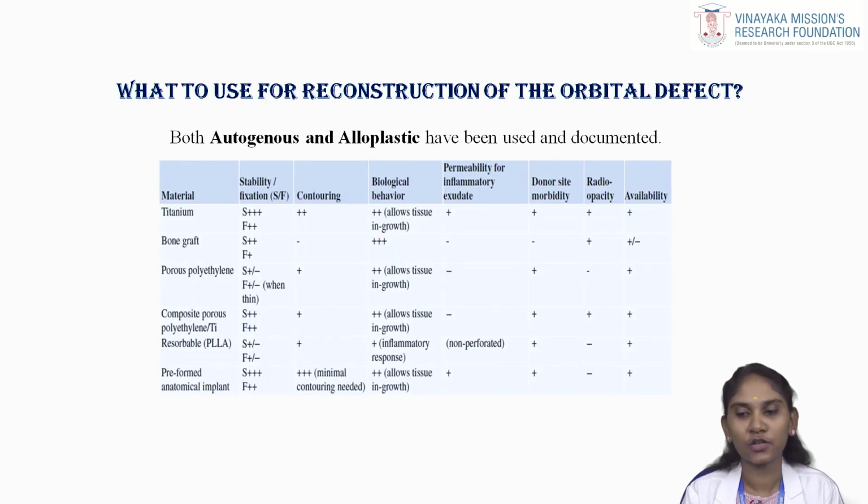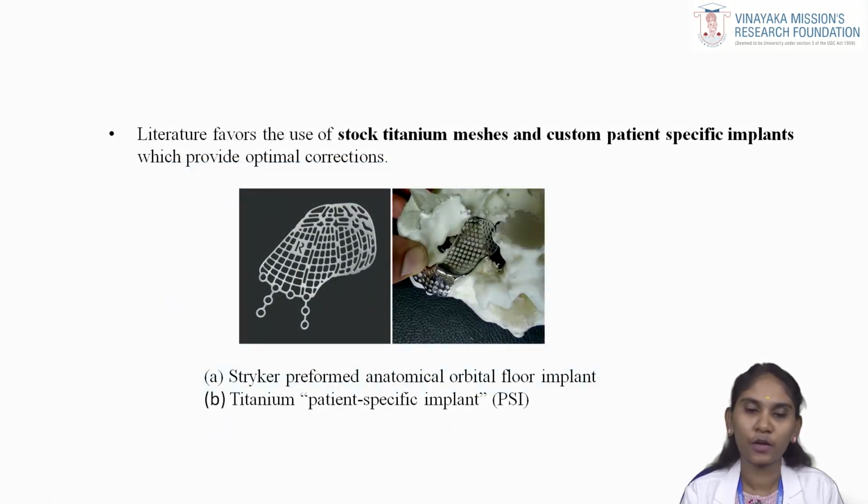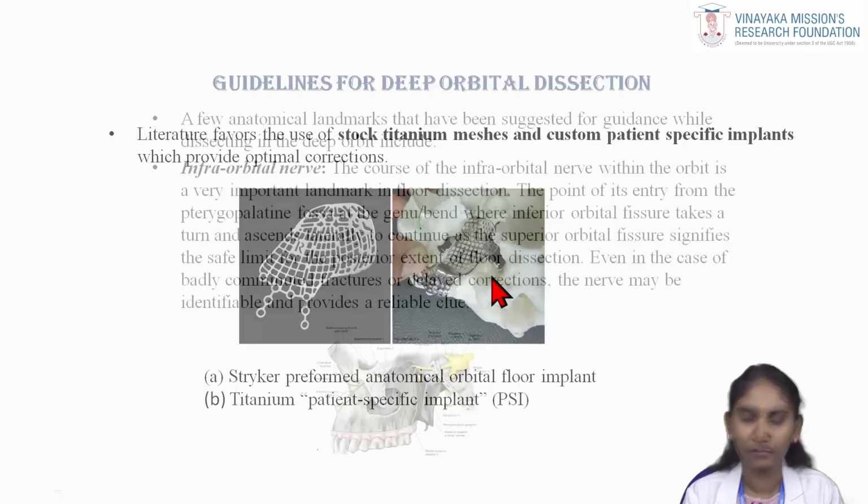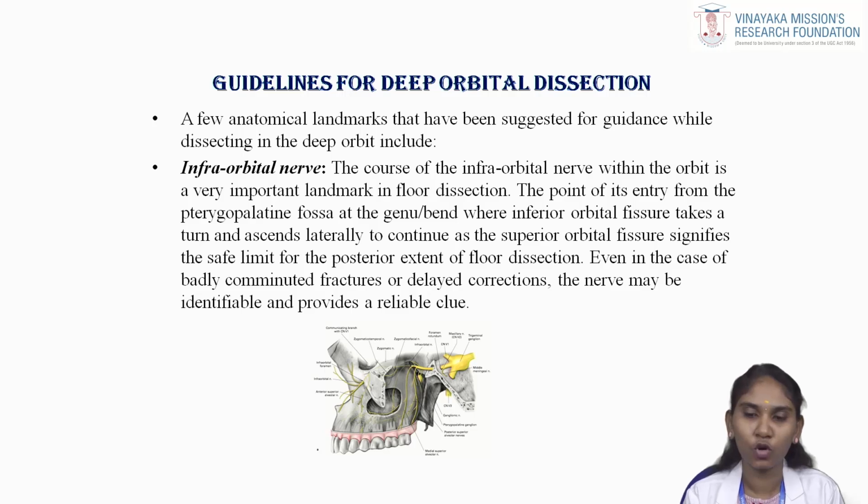So what is used for the reconstruction of the orbital defect? Both autogenous and alloplastic materials have been used. The materials used are titanium, bone graft, porous polyethylene, composite porous polyethylene, resorbable plates and preformed anatomical implants. There is also literature favoring the use of stock titanium meshes and custom made patient specific implants, which provide optimal corrections. Picture A is a Stryker preformed anatomical orbital floor implant, and B is a titanium patient specific implant.